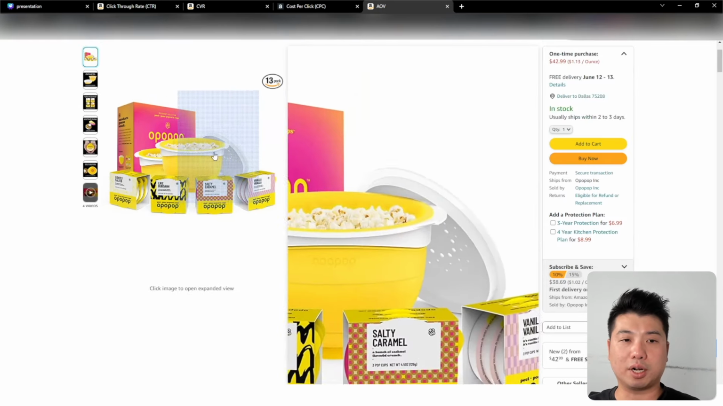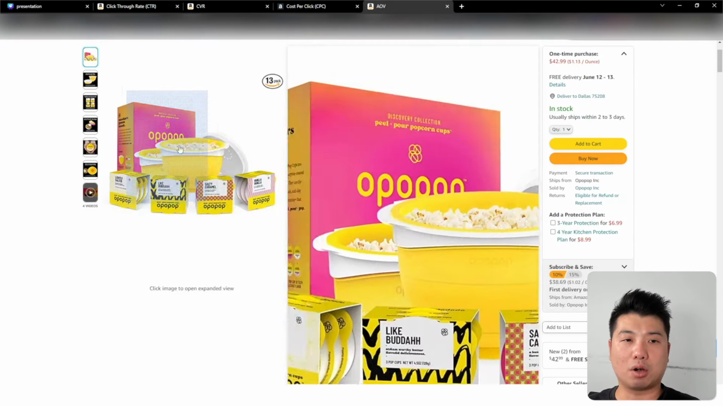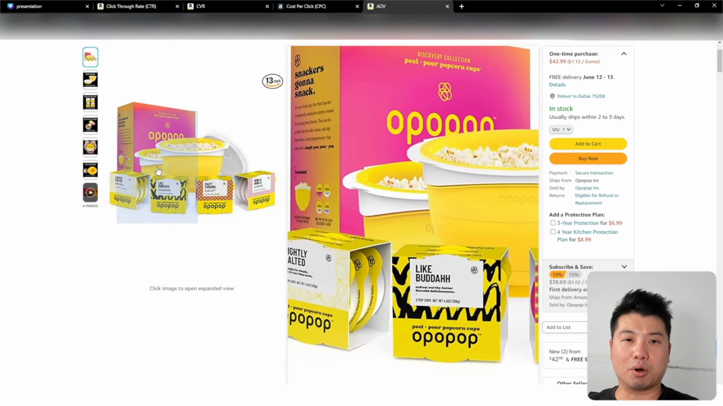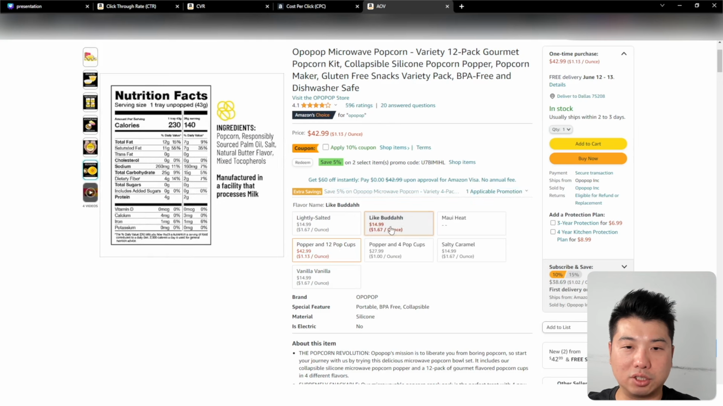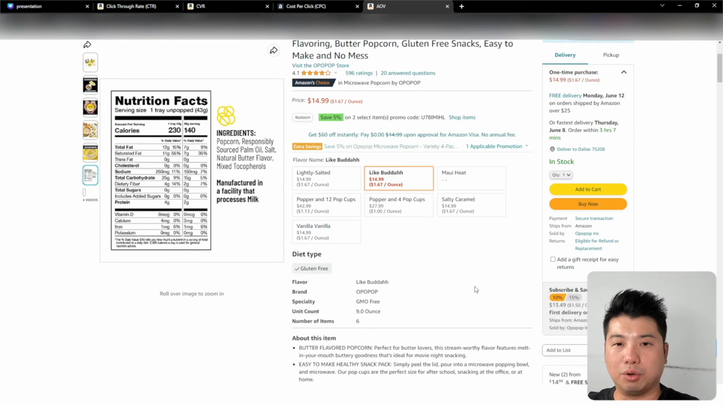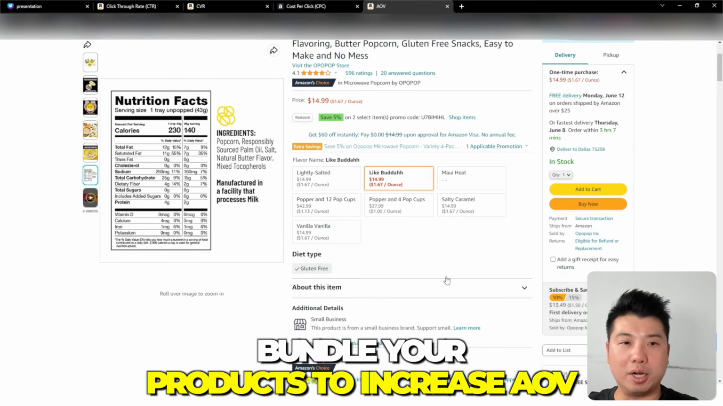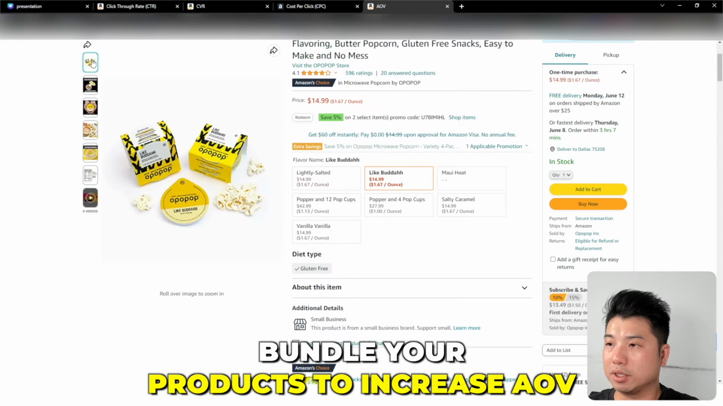You can see this one right here. It bundles the popcorn, right? And also the popcorn popper, right? The 2 popcorn poppers, I think. And then there is the variation with only the popcorn. So these are ways that you could bundle your products to increase AOV.